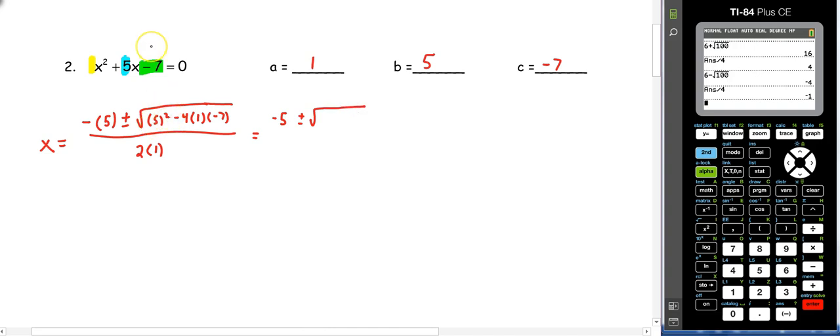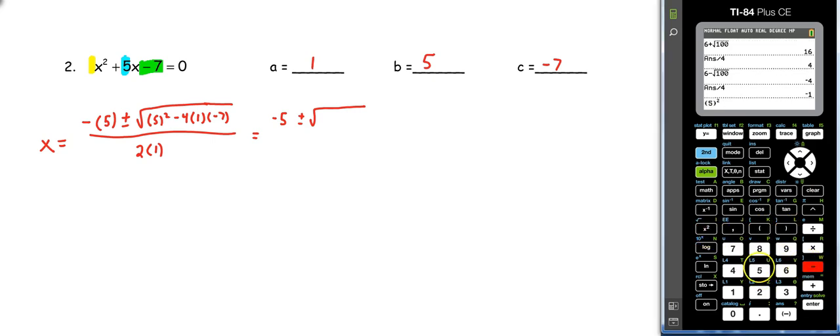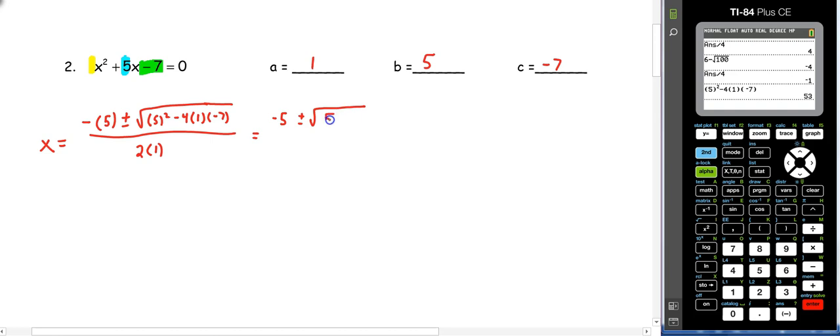Remember, we're going to type this all in the calculator using our parentheses. So parenthesis 5 squared minus 4 times 1 times -7. It's important right now not to type in the square root, just the numbers underneath it. And we get 53 all over 2 times 1, which is 2. So now we're going to split it apart so that we can get our two solutions.